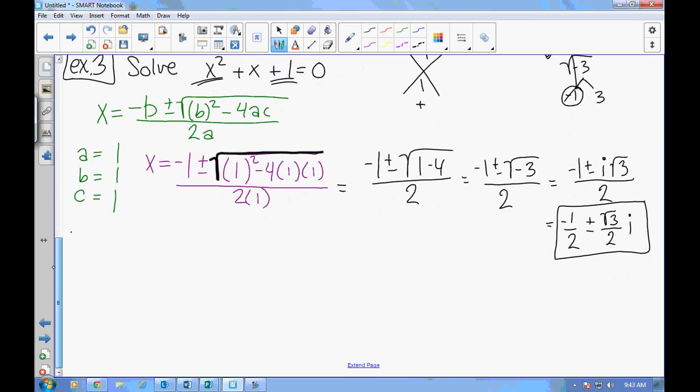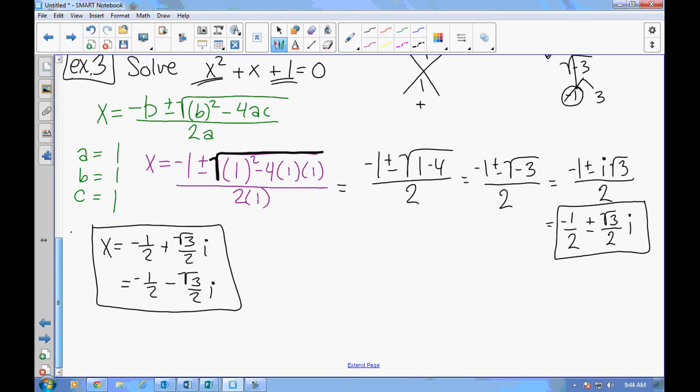Okay, so we get 2 answers. And they're actually conjugates of each other. One of the answers is x equals negative 1/2 plus root 3 over 2i. What's that's conjugate? All of these complex numbers have conjugates. What's the conjugate? Negative 1/2 minus root 3 over 2. So when we get two imaginary solutions, they're going to be conjugates of each other.